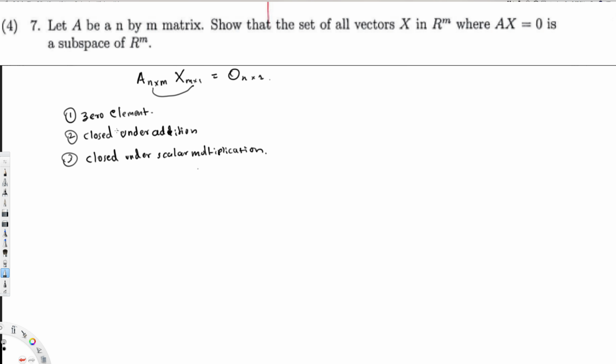To prove the first one, I simply substitute 0 for each value. If I substitute 0 for a and 0 for x, I will get 0. Therefore it has a 0 element, so it passed the 0 element test. The second one is asking whether it is closed under addition.